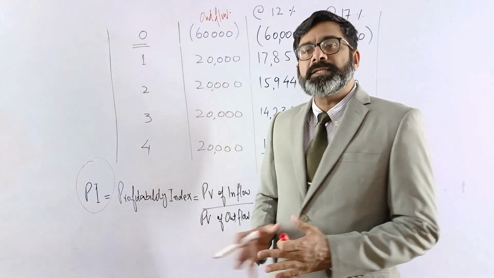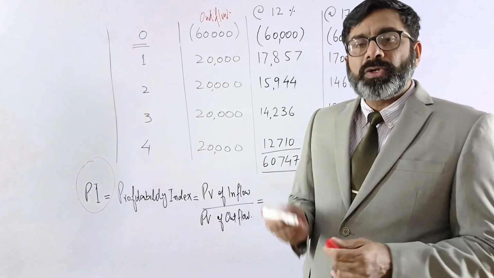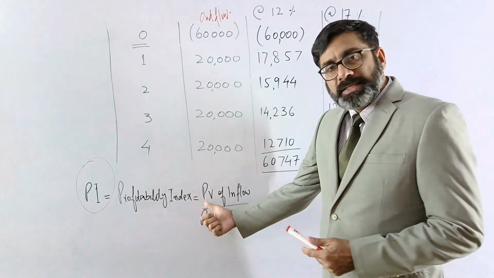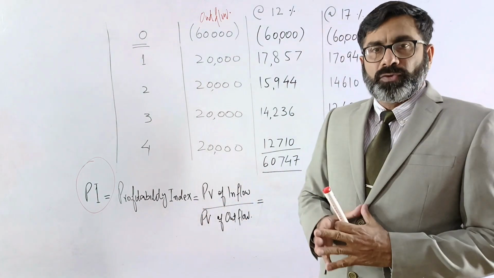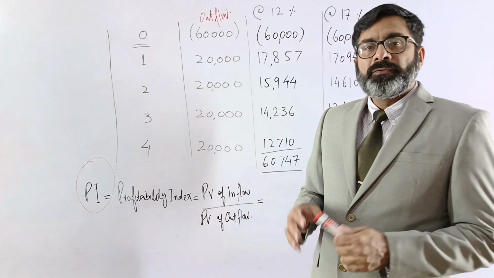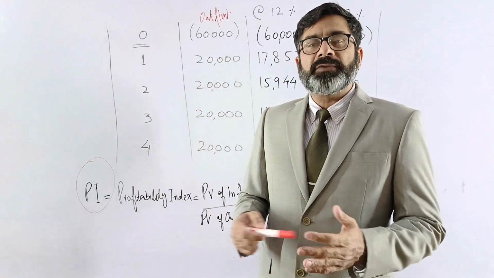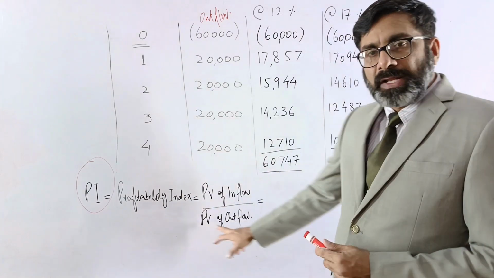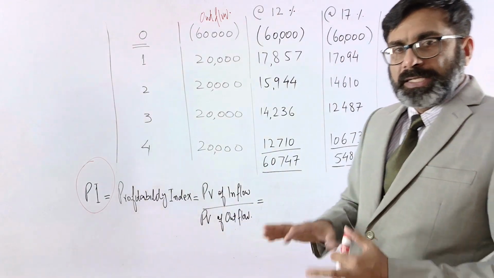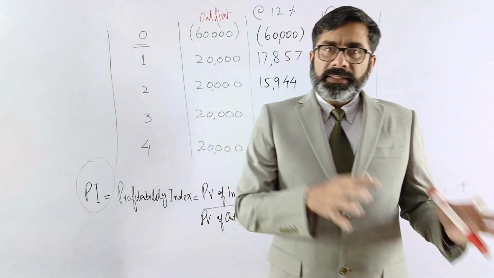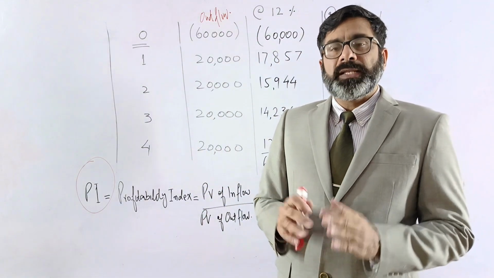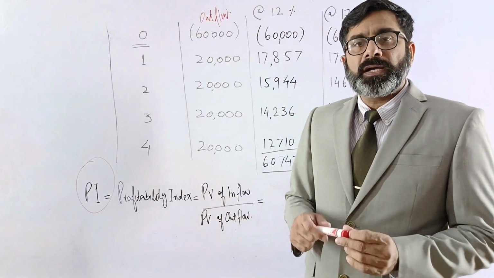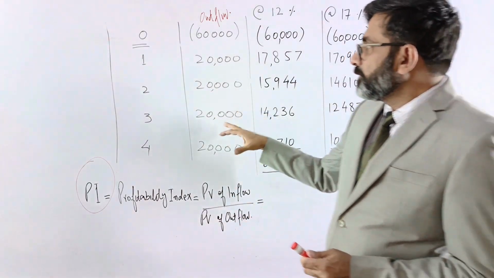Profitability index, or simply the PI. What is the formula for the profitability index? It is simply the present value of all the inflows. You have different inflows, but we have to calculate the present value of all of them, then divide it by the present value of the outflows. There is an outflow and then there are inflows. So the present value of inflows should be divided by the present value of the outflows.